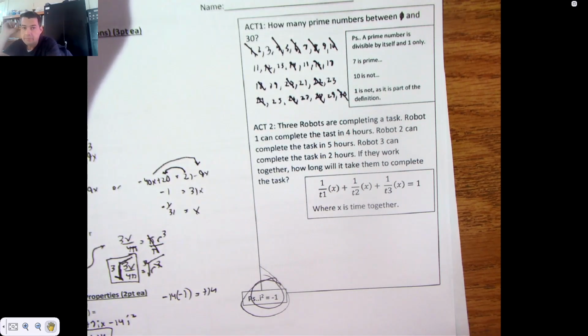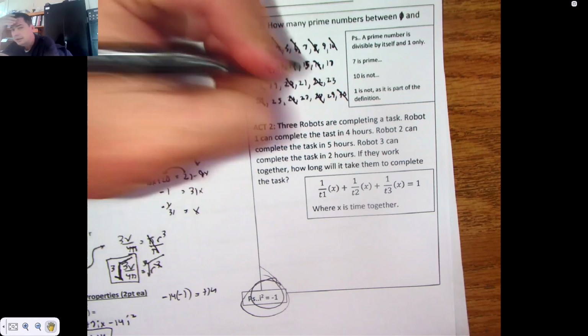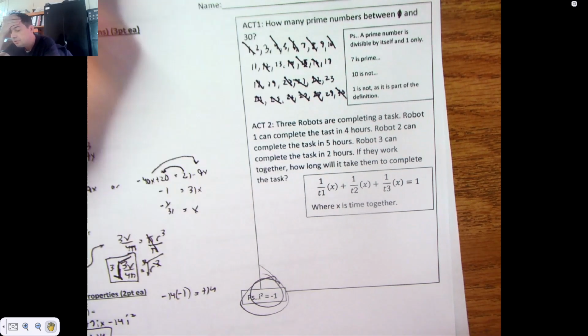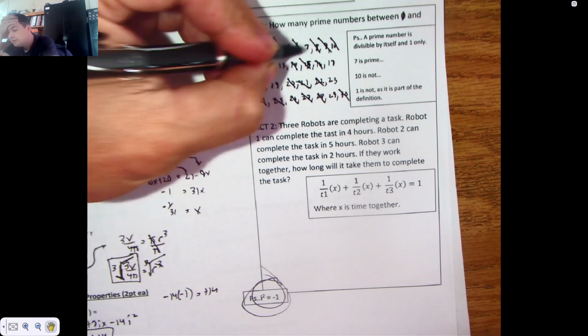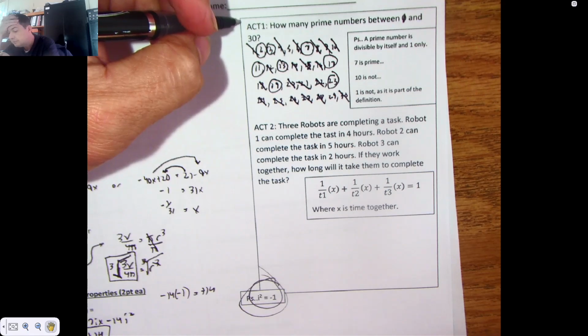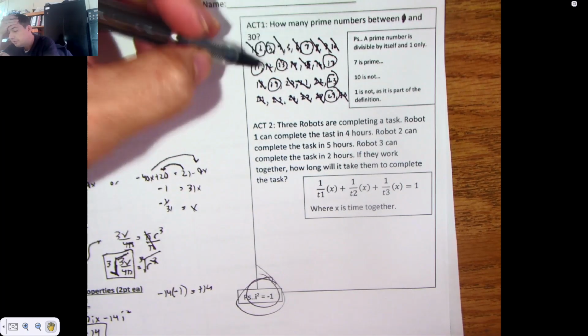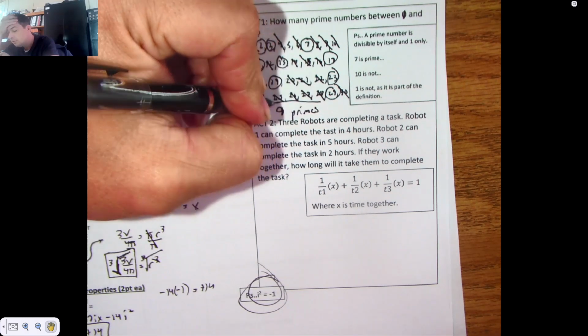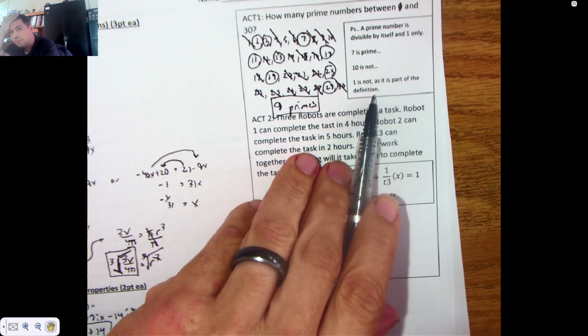Now, 11 is prime, 13 is prime, 15 is divisible by 5, not prime. 17 is prime, 19 is prime, 21 is divisible by 3, not prime. 23 is prime, 25 is divisible by 5, 27 is divisible by 3. 9 is divisible by 3, I almost got out of that. So 2, 3, 5, 7, 11, 13, 17, 19, 23, 29. 1, 2, 3, 4, 5, 6, 7, 8, 9, 10 primes. It even says 1 is not a prime. It's part of the definition.